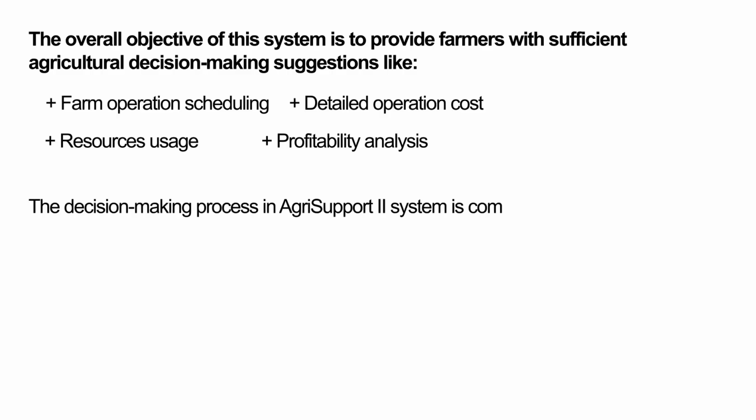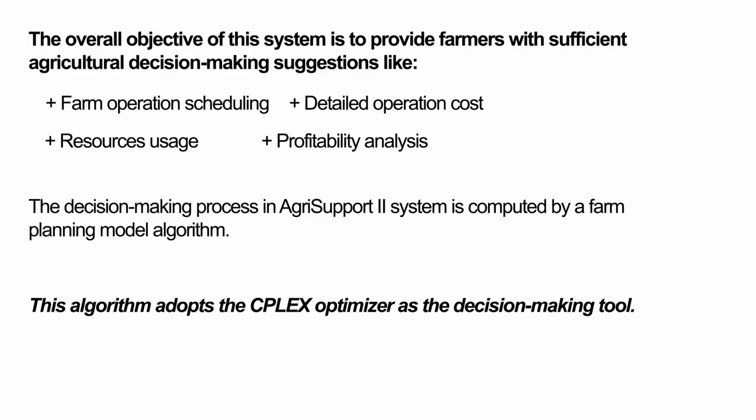The decision-making process in AgriSupport 2 system is computed by a farm planning model algorithm. This algorithm is designed to identify which work units are suitable for performing what tasks. After obtaining necessary inputs, the farm planning model algorithm computes the cost of all feasible modes and compares them with each other in order to find out the one with the lowest cost as the optimal plan for distributing agricultural tasks to work units. This algorithm adopts the Cplex optimizer as the decision-making tool.